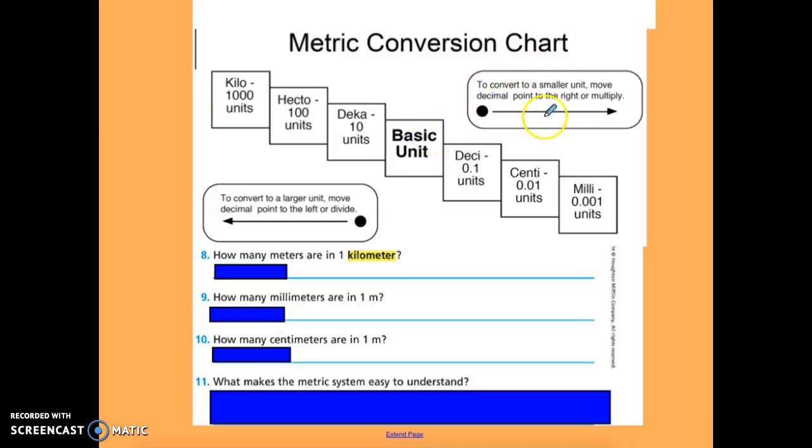Now I want you to read these really carefully. It says to convert to a smaller unit, move the decimal point to the right or multiply. So when we're trying to make it smaller, we're going to move the decimal point to the right, and we're going to move it based on the number of steps we have to take. So if we have to take 1, 2, 3 steps, let's say we're going from meter to millimeters, we're going to move it 3 steps over. If we're converting to a larger number, we're going to move it to the left. So if it was like 1,000 meters and I was going this direction, I would go 1, 2, 3. I would move my decimal point 3 spots to the left.